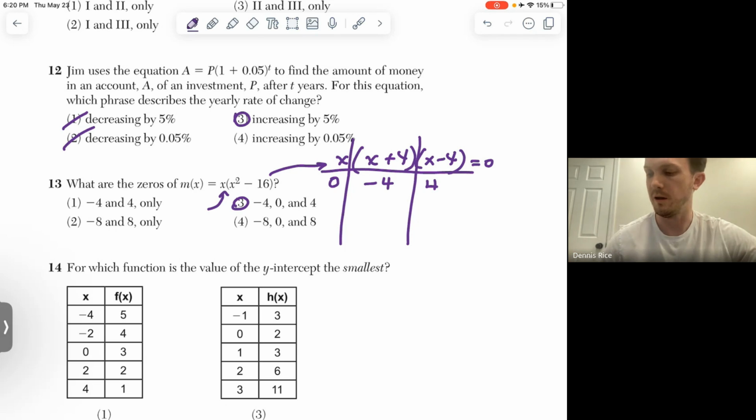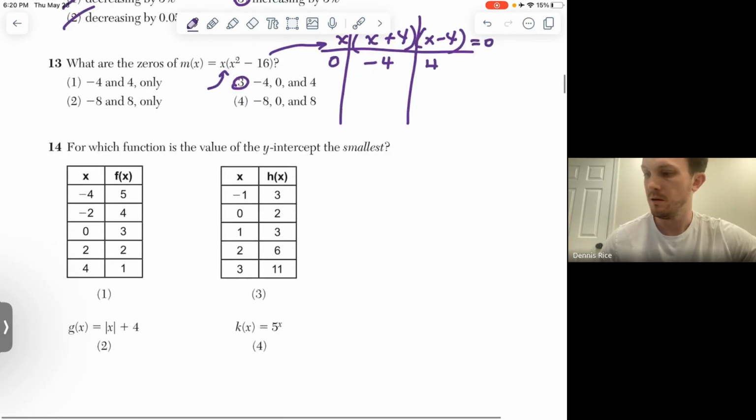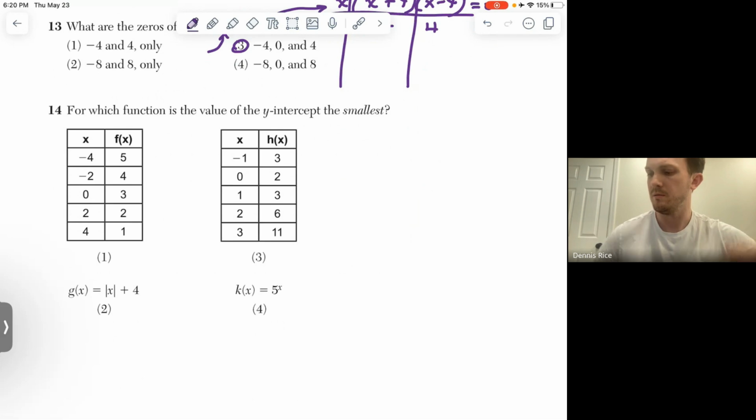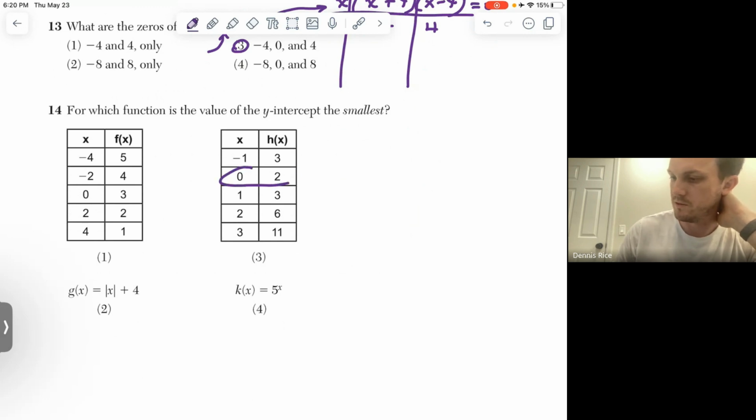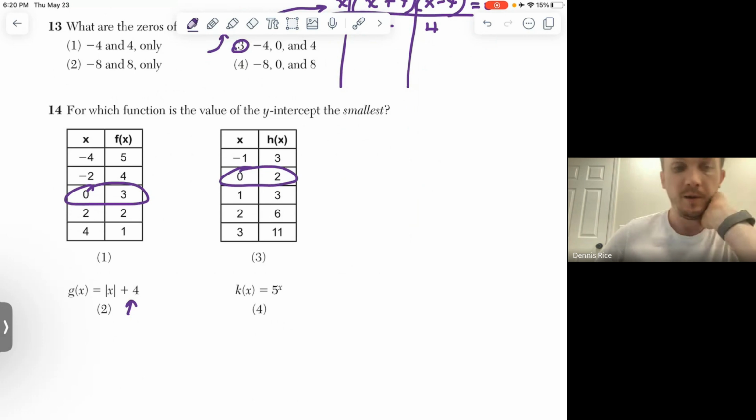Cool. All right. For 14, I think we had a question like this last week, but it was largest. For which function is the value of the y-intercept the smallest? The smallest. Okay, so y-intercepts in the table, we're looking for zeros. So here, using my knowledge of transformations or absolute value functions, that y-intercept is 4. It's just going to be the number on the end because it shifted it up 4.